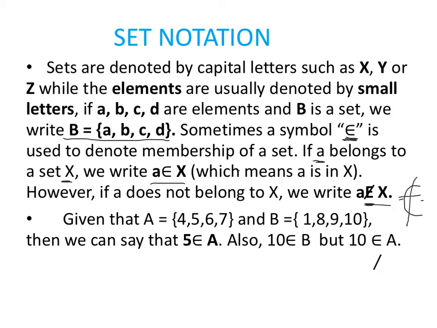Given that A is equal to 4, 5, 6, 7, and B is equal to 1, 8, 9, 10, then we can say that 5 is an element of A, because 5 is in A. Also, 10 is an element of B, 10 is in B, but 10 is not an element of A. You stroke the E, not an element, because 10 is not in A. So we take the correction here.